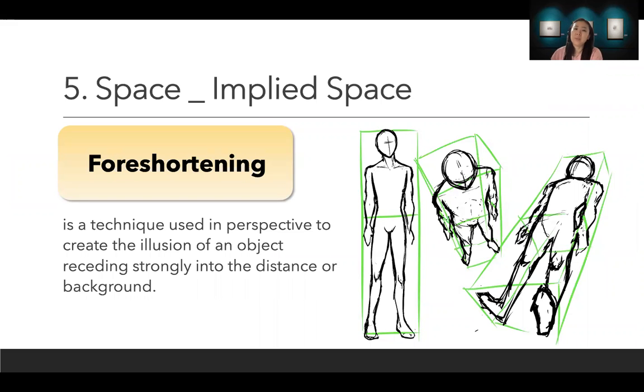And the next implied space technique is foreshortening. With foreshortening, artists can make the implied space more dynamic. Foreshortening is a technique used in perspective to create the illusion of an object receding strongly into the distance or background. The illusion is created by the object appearing shorter than it is in reality, making it seem compressed. So it is an excellent way to maximize the depth and dimension of paintings and drawings.